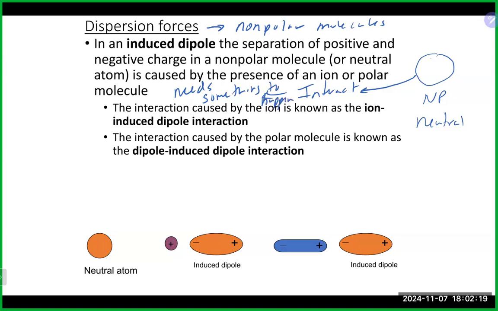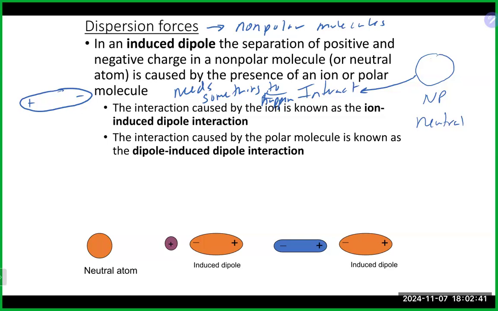And when something does happen, what it will allow that nonpolar molecule to do is temporarily gain some charges, get some separation of charge. But otherwise, it can't really do too much there. So what are some things that can make that happen? These are sometimes referred to as induced dipoles.